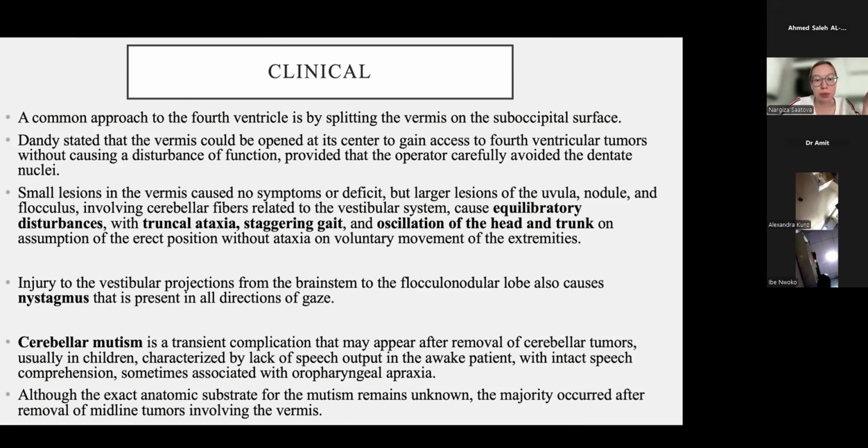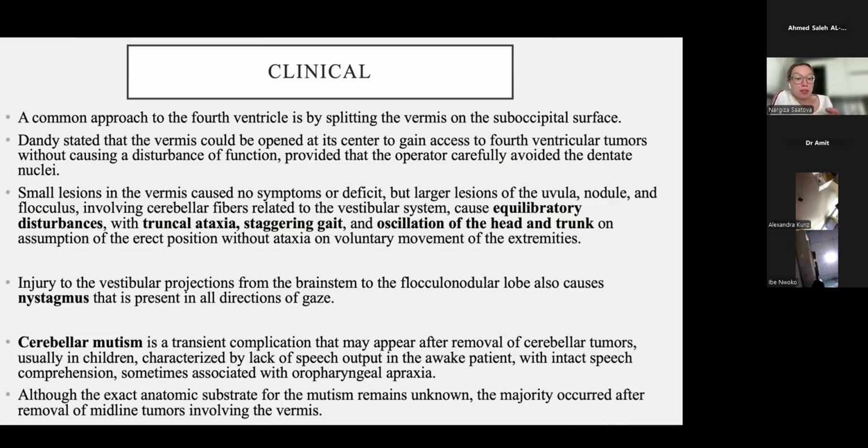flocculus involving the cerebellar fibers related to the vestibular system can cause equilibrium disturbance with truncal ataxia, staggering gait, oscillation of the head and trunk on assumption of the erect position without ataxia on voluntary movement of the extremities. Injury of the vestibular projections from the brainstem to the flocculonodular lobe also causes nystagmus that is present in all directions of the gaze.